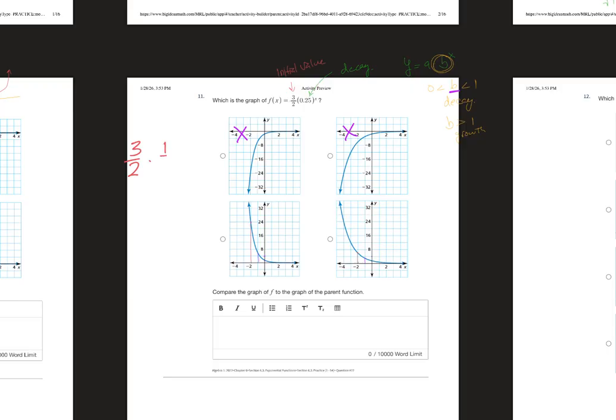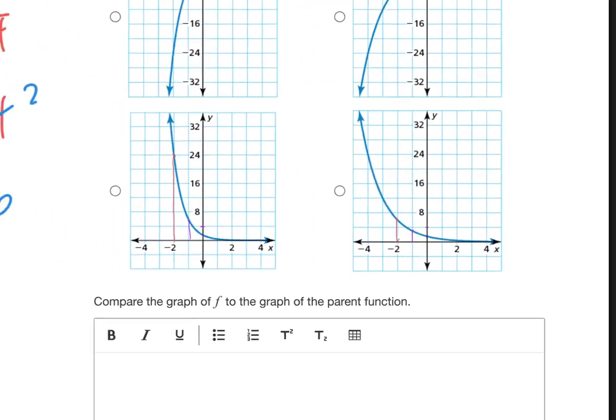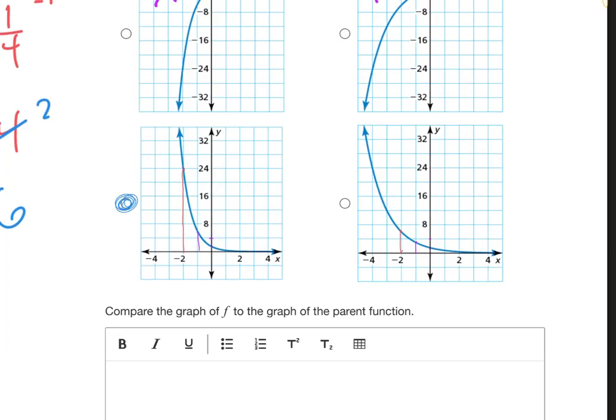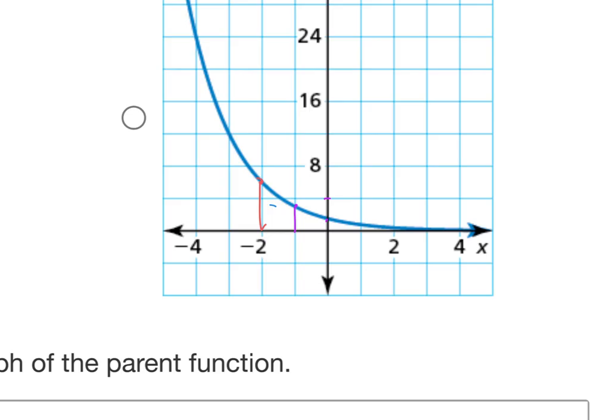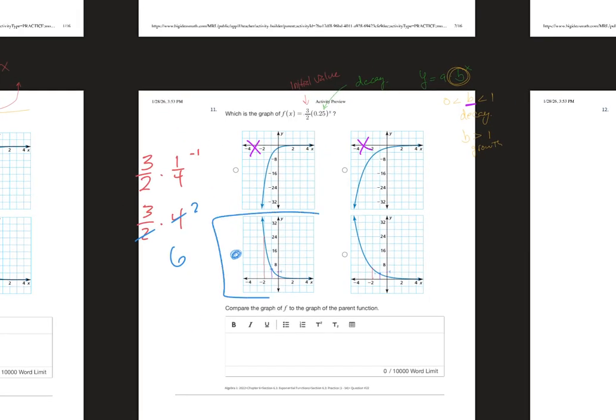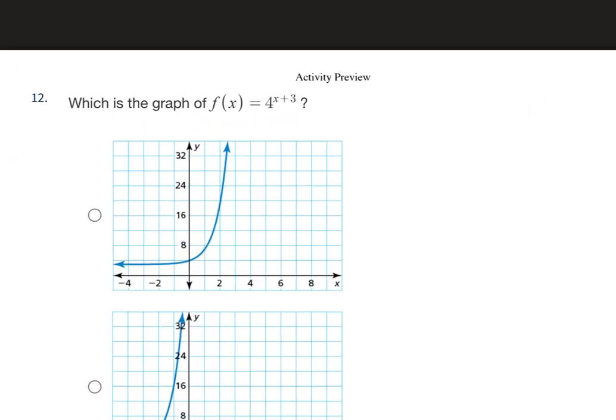3/2 times 1/4 to the negative 1 power is 3/2 times 4, which is 6. So let's see. I like this one because, like we said, that is bigger than 4, right? And there's 4 right there. Over here, this is clearly less than 4. 4's right there, so it wouldn't be that one. So I like this one. Next, which is the graph of that thing?